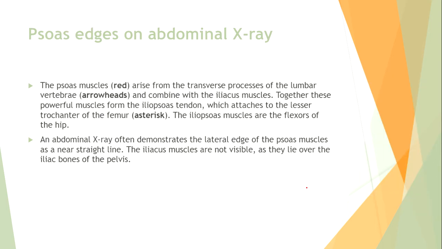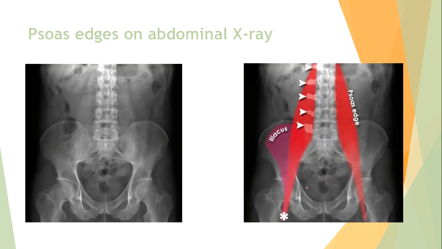Psoas edges on abdominal X-ray. The psoas muscles arise from the transverse processes of the lumbar vertebrae (arrowheads) and combine with the iliacus muscles. Together, these powerful muscles form the iliopsoas tendon, which attaches to the lesser trochanter of the femur. The iliopsoas muscles are the flexors of the hip. An abdominal X-ray often demonstrates the lateral edge of the psoas muscles as a near straight line. The iliac muscles are not visible, but they lie over the iliac bones of the pelvis, which is shown precisely on this picture.